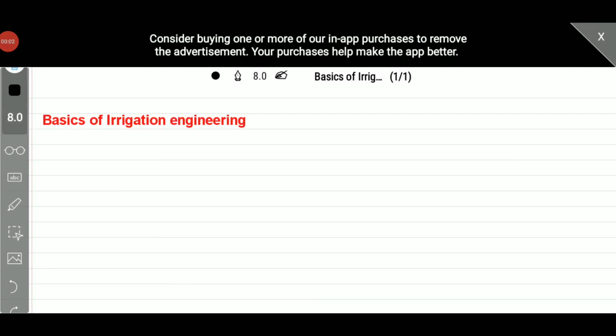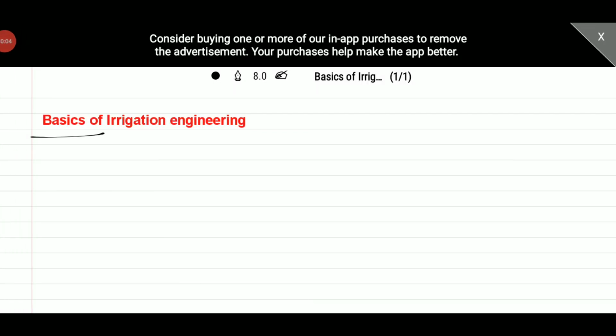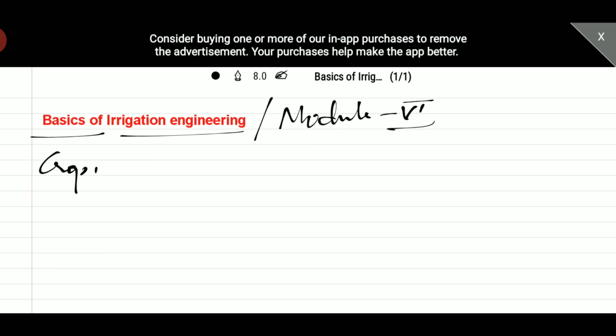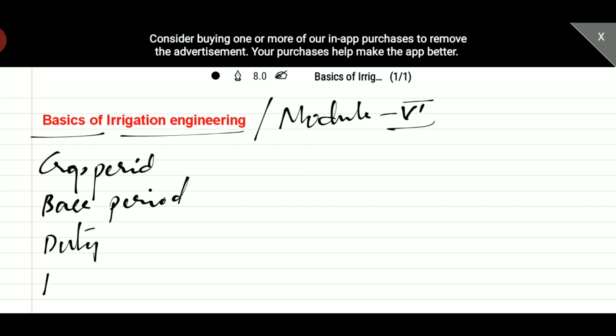Hi, we will discuss the basics of engineering, which comes under module 6. Basics means we will discuss what is meant by crop period, what is meant by base period, and then the duty, followed by delta. Right. So first we'll discuss the crop period.